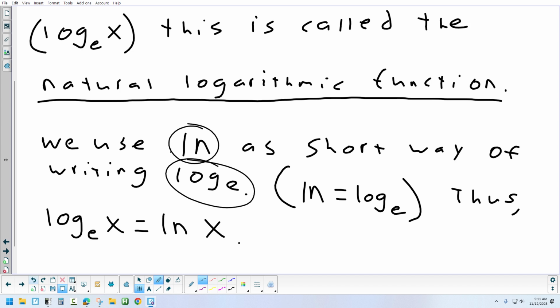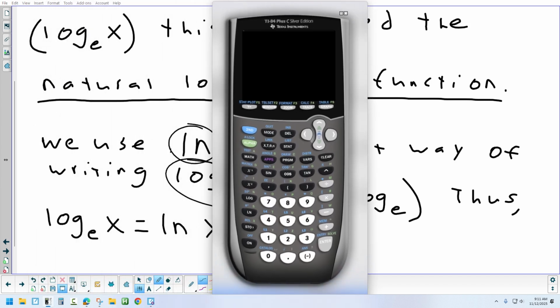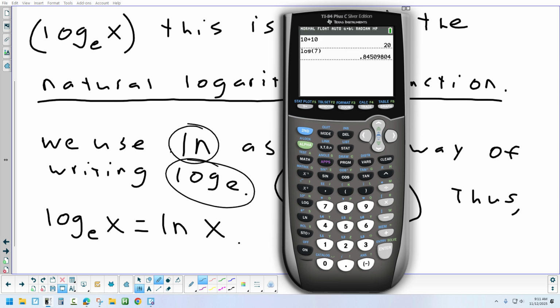Okay, and the button for natural log is right below the button for common log. So like if you wanted to find the natural log of 13, that's it.